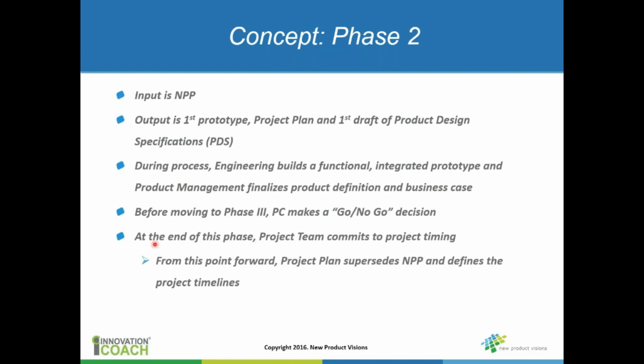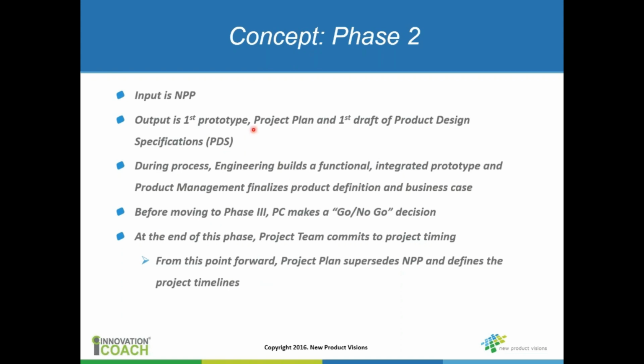Before I move to that point, though, one other final point: it's at the end of phase 2, in my mind, that the project team commits to the timing for the project, to the schedule. From this point forward, that project plan is going to supersede the new product proposal and guide the project from the end of phase 2 until you get to the market. As I mentioned before, the NPP, the new product proposal, should not define the end game, so to speak, the schedule. It's really through phase 1 and phase 2, and then at the end of phase 2, the project plan defines how you're going to get to market.